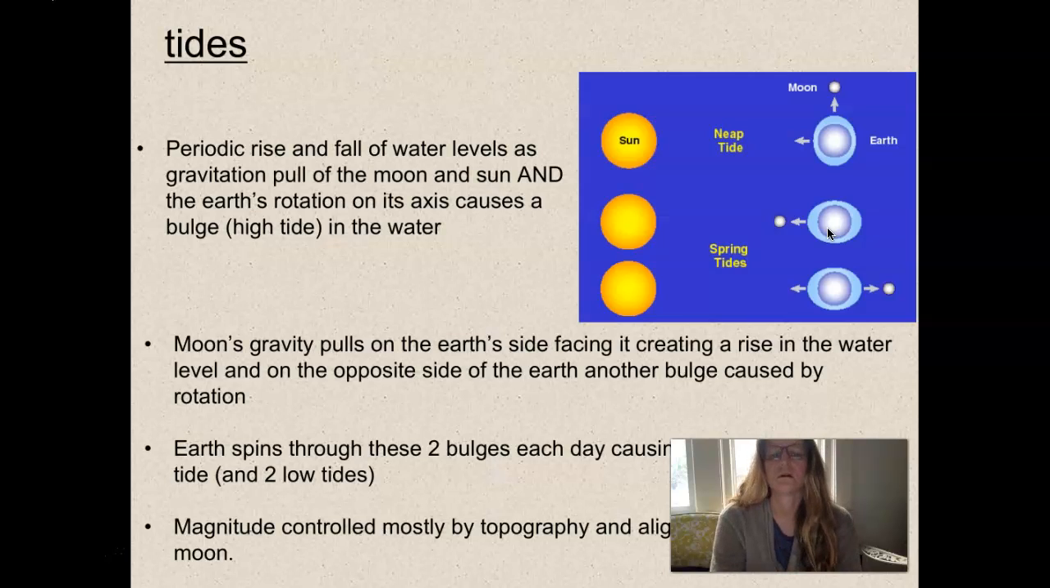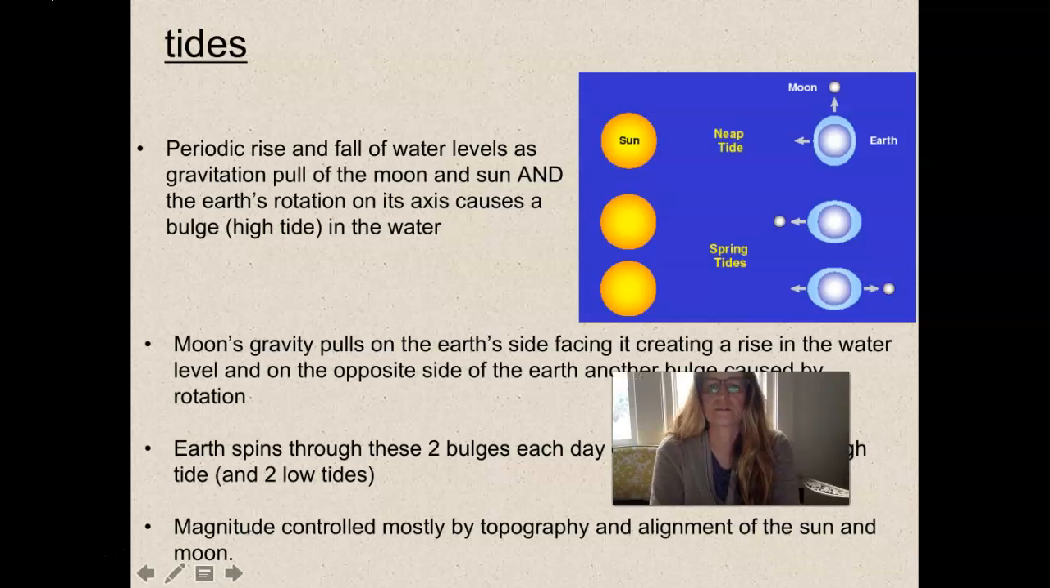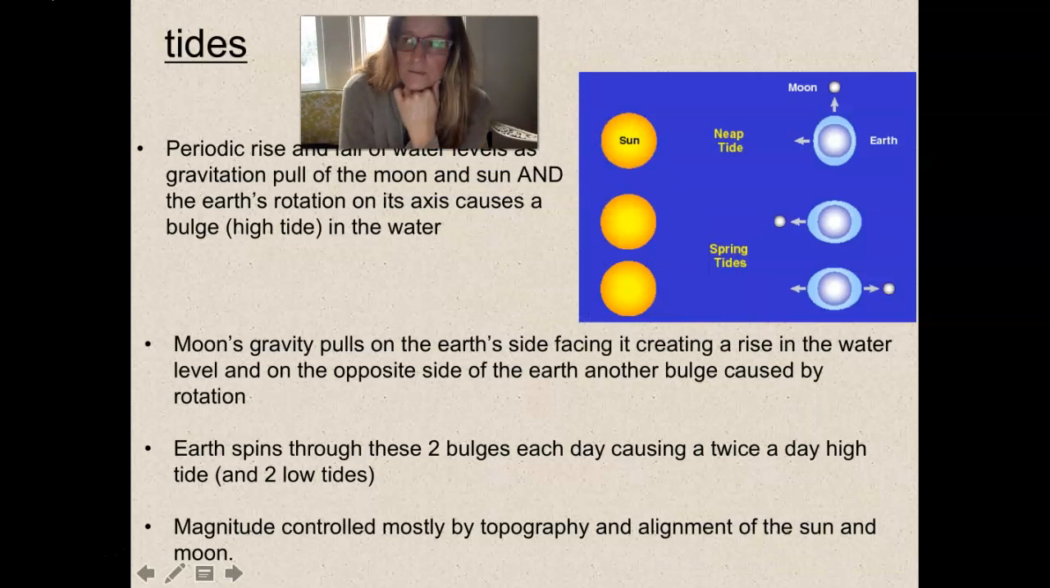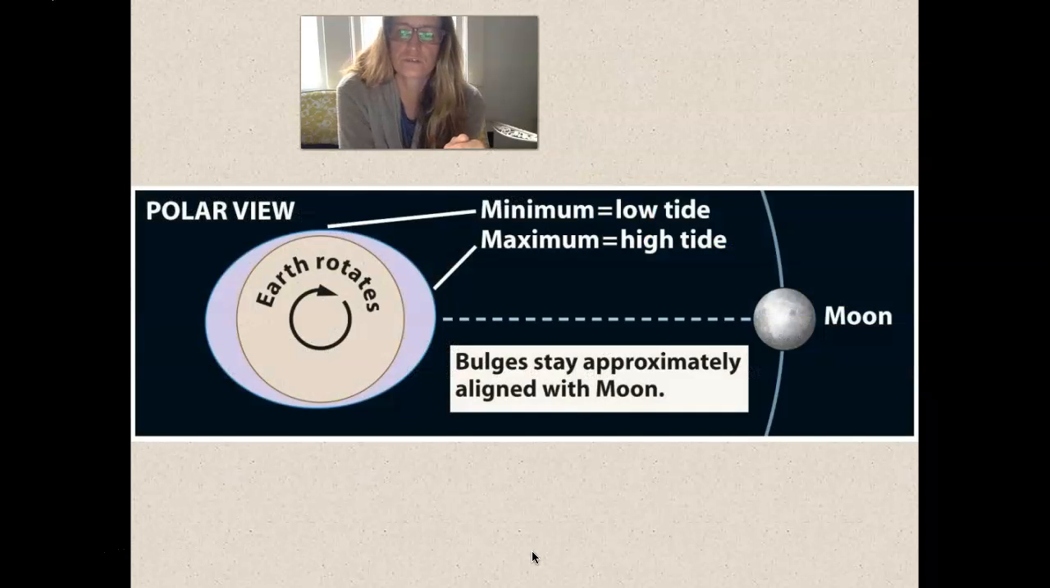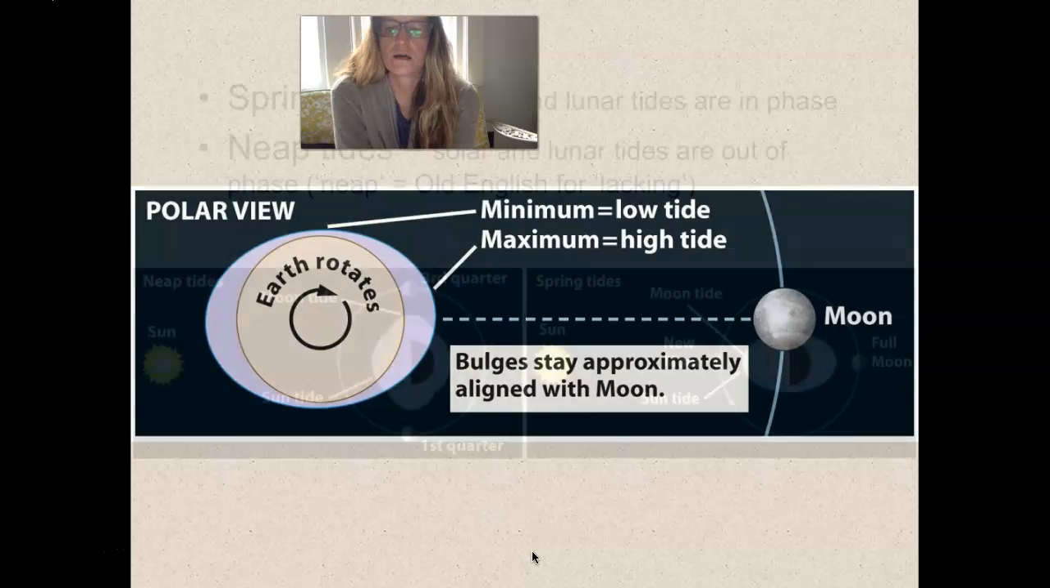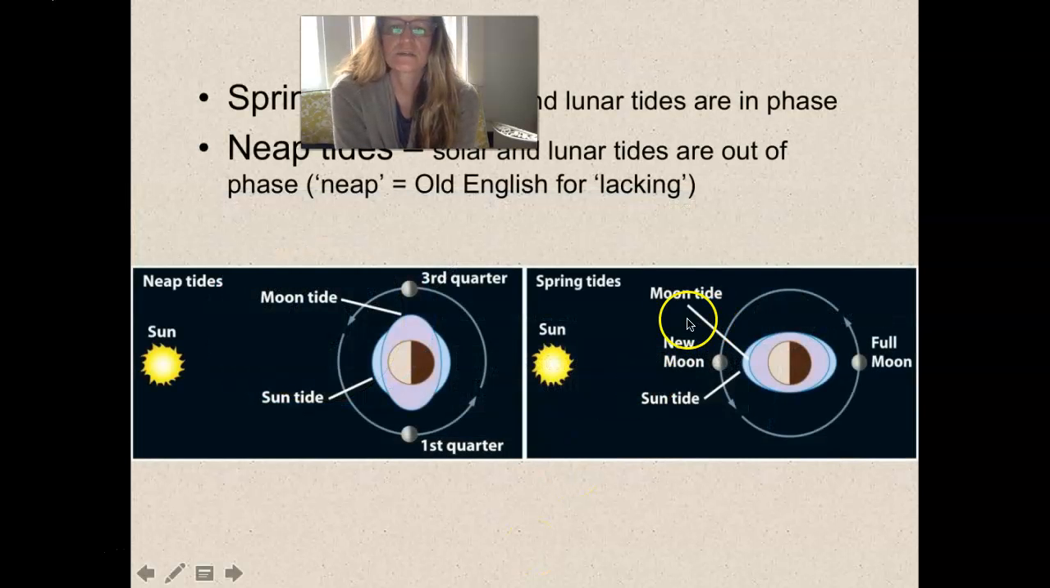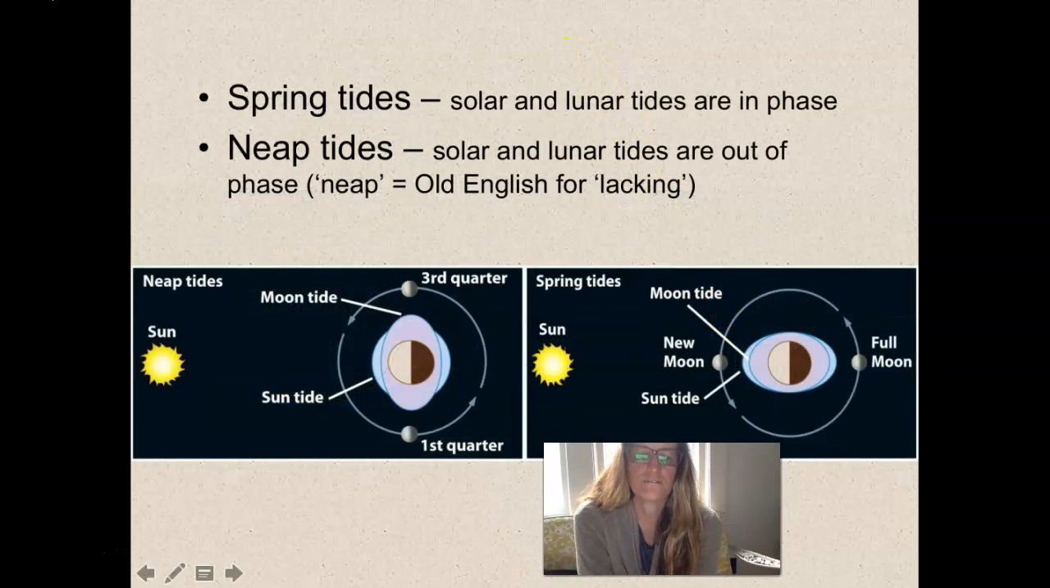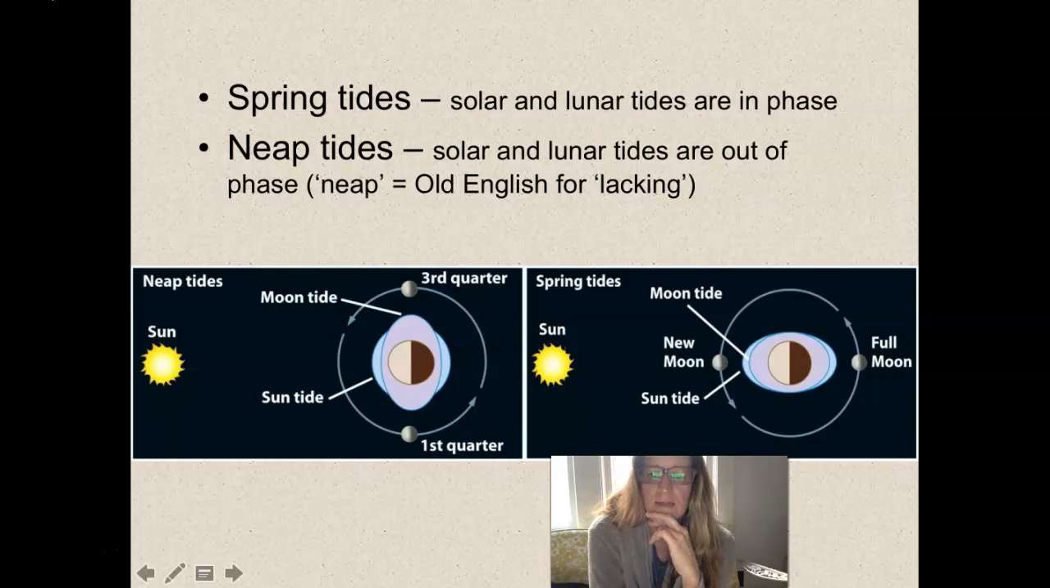Okay, what do all these words say? All the things I just said. Sometimes the alignment of the sun and the moon have an effect, but also the topography can have an effect on the magnitude of the tides. The earth is rotating within that bulge of water. Spring tides, solar and lunar tides are in phase, so that they're in alignment. And the neap tides, they're at right angles to each other.